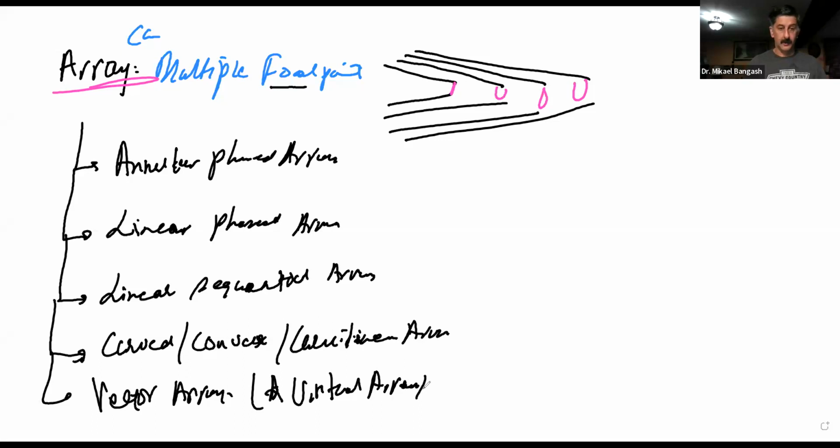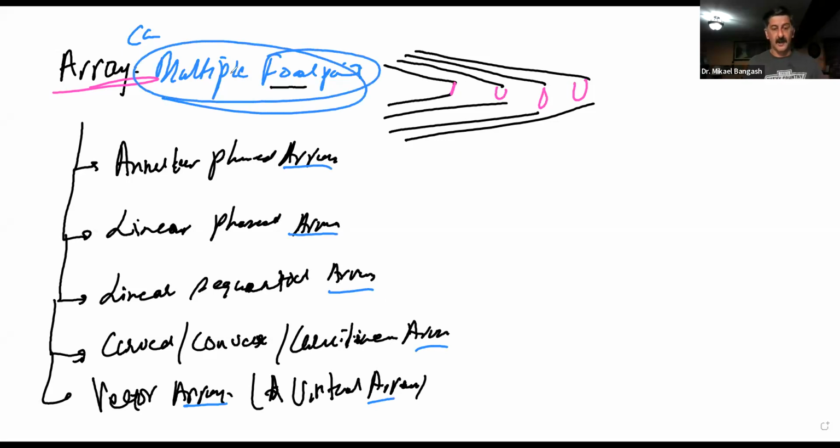So these are the different types of array, and array transducers mainly means that they are able to focus at multiple depths. Did that make sense?